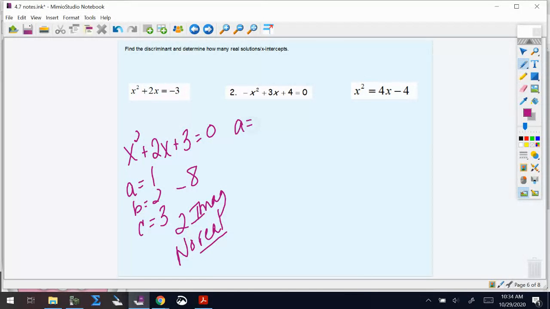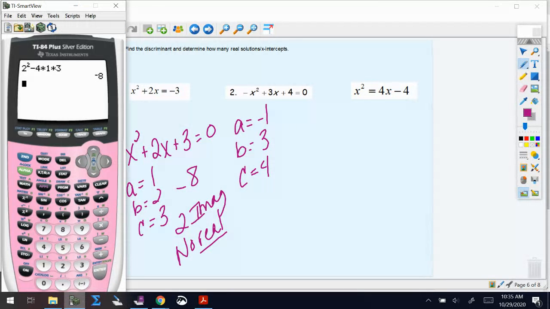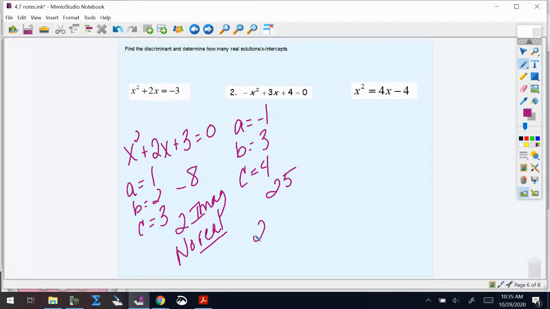Next one, a is -1, b is +3, c is 4. So b squared, again, you can use a calculator, 3 squared, minus 4 times a is -1 times c is 4. We get 25. What that tells me is it has 2 real solutions, meaning it will cross the x-axis twice.